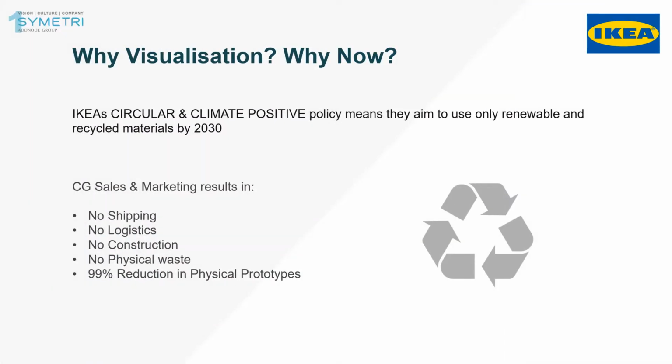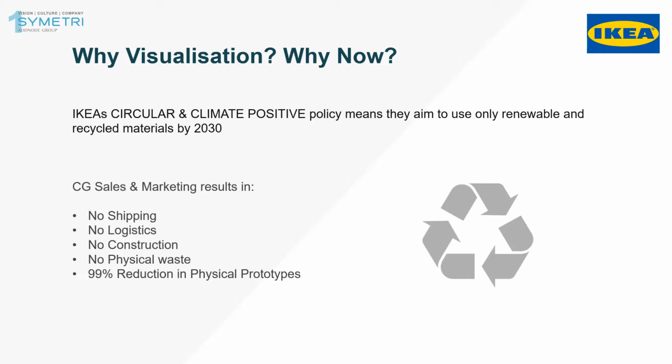And finally, but I guess equally important in the current climate with a different type of customer, IKEA recognise that today's consumers really care about how things are made, and they understand that their customers want to know where a product was sourced and what the environmental impacts are. And as a result, IKEA have adopted something called the circular and climate positive policy, bit of a tongue twister, meaning that they aim to use only renewable materials by 2030.